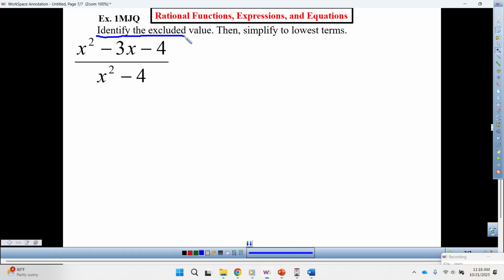Identify the excluded values. So we write EV, and then tell your neighbor what to write right there. What do we write right there to get our excluded values? Tell me what to write. x squared minus 4 equals 0. So you take any fraction, set the denominator equal to 0, and you solve to find the excluded value.